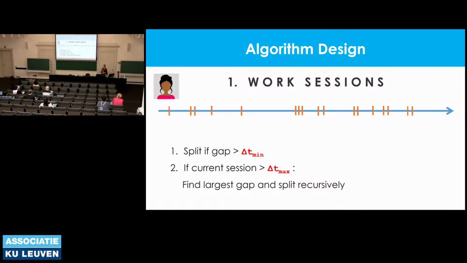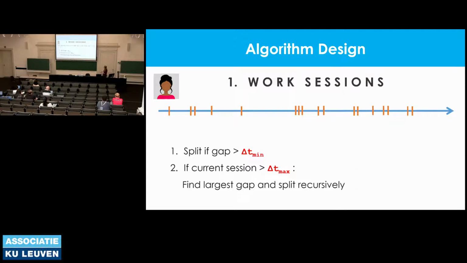T min is the time between 2 consecutive events. If it's bigger than this T min, then it must be a separate session. For example, if there's 2 weeks between them, you cannot call that the same work session. And we have another, T max, the maximum duration of such a session. For example, you know that a resource cannot work for 2 days straight because you need to sleep, you need to eat, there have to be breaks.